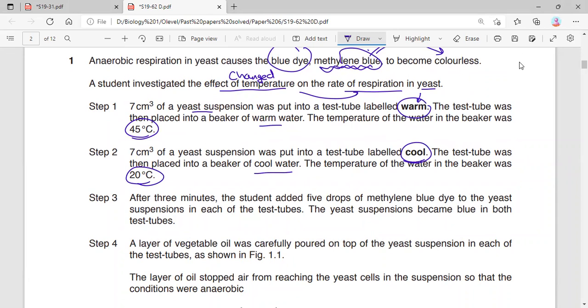Since you placed 7 cubic centimeter of yeast suspension here with 7 cubic centimeter of yeast suspension here, you put equal volumes of yeast in both beakers. So what type of variable is this? Controlled variable. This is a controlled variable. The volume of the yeast is something you put the same in both beakers.